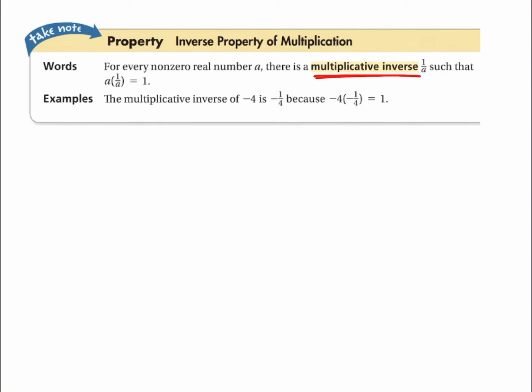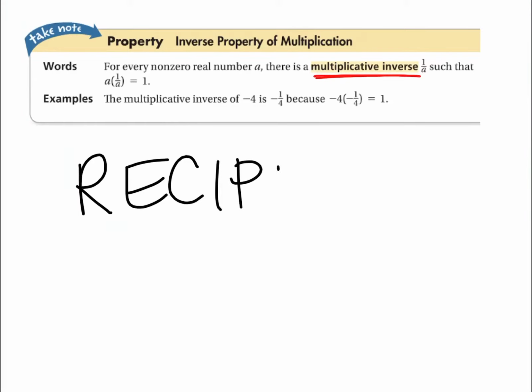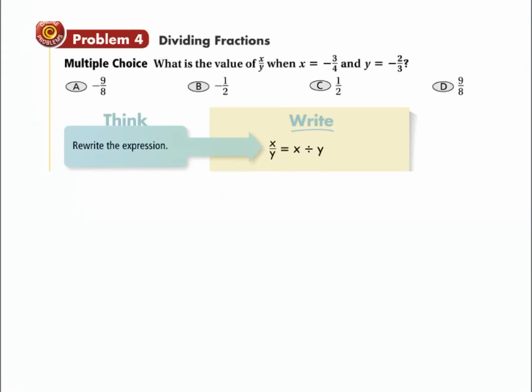Okay, for every non-zero number, there is a multiplicative inverse. That is just another word for reciprocal. You might see either in the textbook or in the notes, but they mean the same thing.